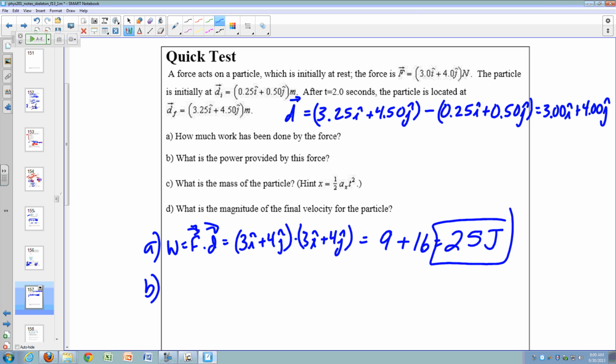For part B, we wanted to find the power. Let me go ahead and define power right now. We'll see it again a little bit later. But it's just the work or the energy per unit time. So it's going to be 25 joules. It's just the work divided by the time. Just take a second to do that.